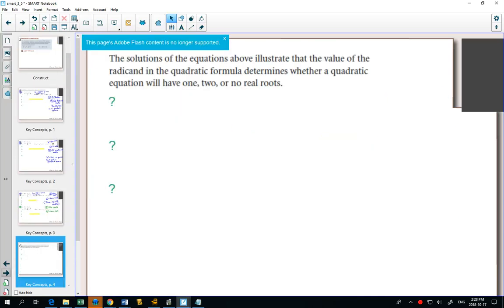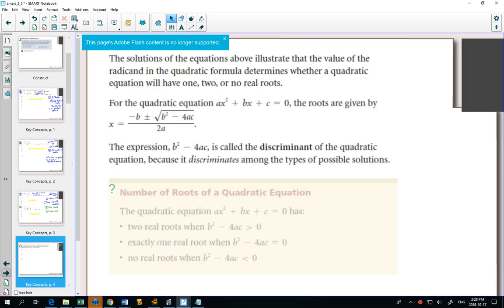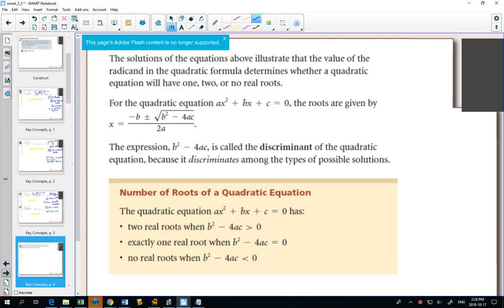So because that part inside the square root tells us how much or how many solutions something has, we give it a special name. The special name we give for the b squared minus 4ac is called the discriminant. It's not discriminate, discriminant. But it does discriminate about how many solutions you're going to have.